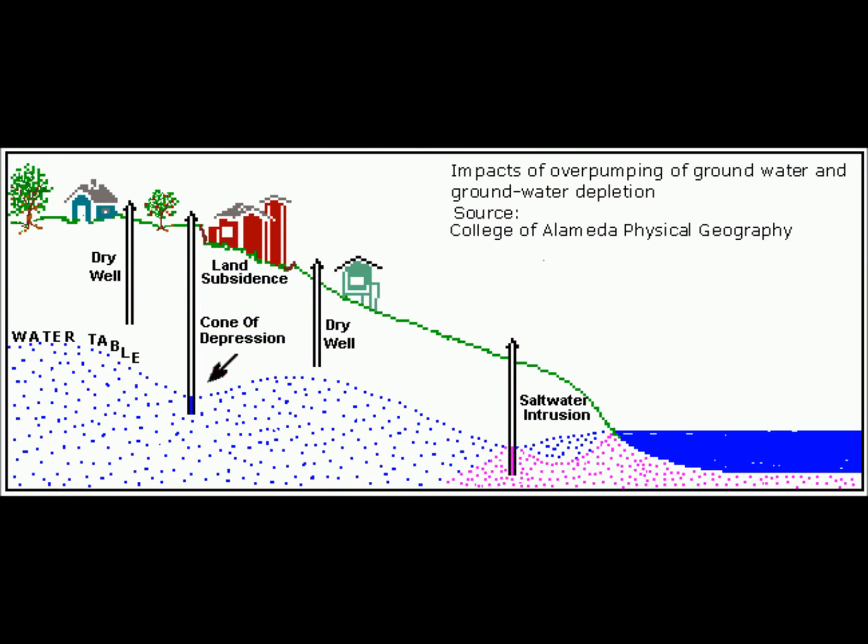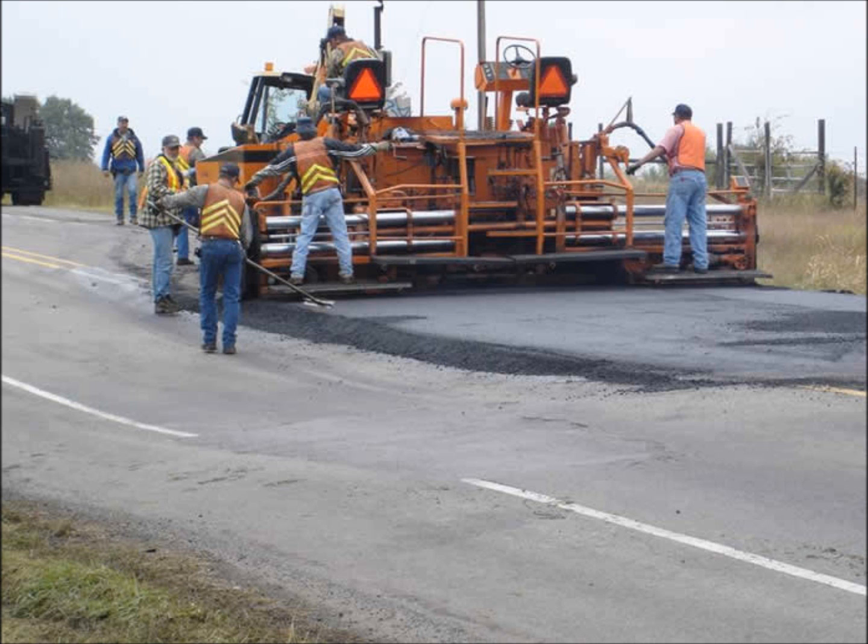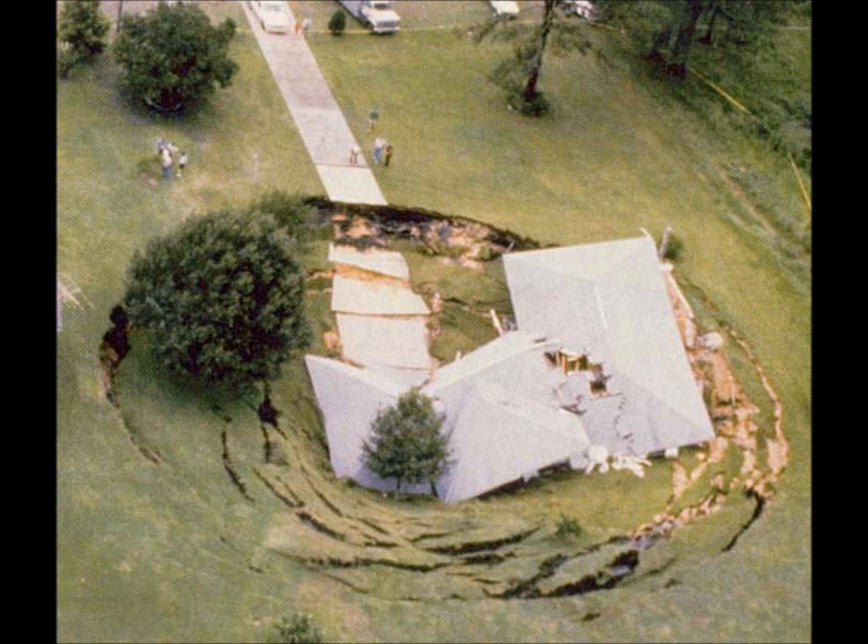Consequences of aquifer depletion are land subsidence, sinkholes, saltwater intrusion, cones of depression in the water table, and a major water loss for people and communities that depend on them. Land subsidence caused by an aquifer is where land over an aquifer sinks due to the lack of support. In some cases, this can be so severe as to cause sinkholes large enough to swallow entire houses.